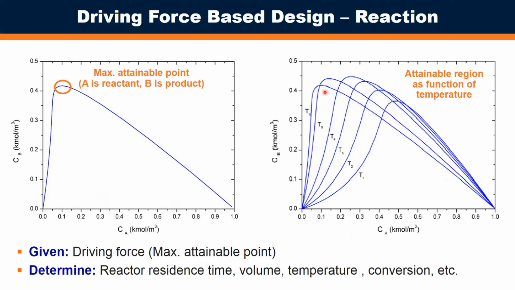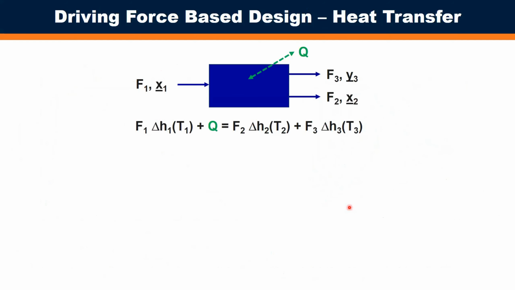So if you only pick one of these, you can't guarantee that you'll be at the true maximum. So it has to be evaluated for a range of temperatures. But again, the method is very simple. It's very easy to calculate and provides an instant identification of what the maximum point is.